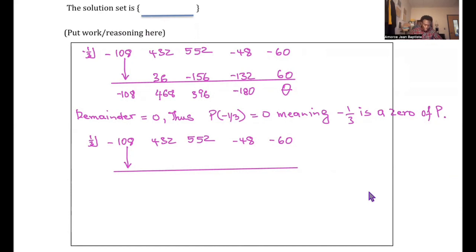So let's bring the first number, negative 108, down. We divide it by 1/3. Negative 108 divided by 3 is negative 36. Negative 36 plus 4, 32.